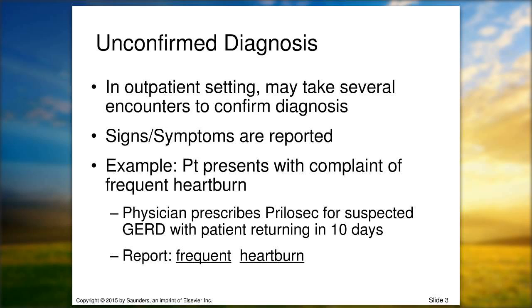In unconfirmed diagnosis, on page 52 in your step-by-step book, an unconfirmed diagnosis in an outpatient setting may take several encounters to confirm that diagnosis. The signs and symptoms are reported. So let's say, for example, the patient presents with complaint of frequent heartburn. A physician prescribed Prilosec for suspected GERD, with the patient returning in 10 days. We don't have a confirmed diagnosis yet, so we will report frequent heartburn.